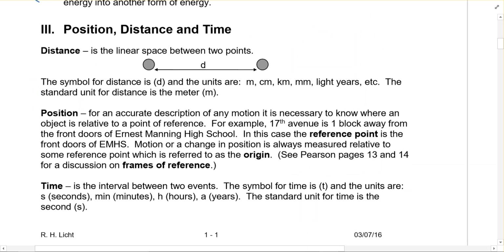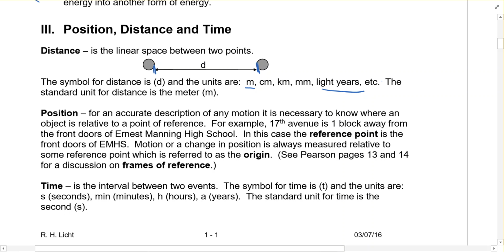First off, we're going to start out with position, distance, and time. Just a few vocab words. Distance, seems pretty straightforward, is the linear space between two points. So the distance is from there to there. We measure distance in things like meters, centimeters. A light year is also a measure of distance.